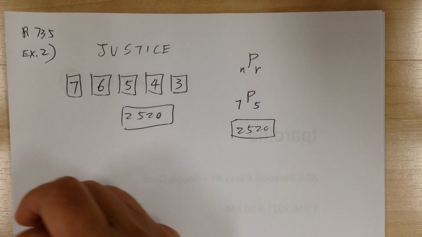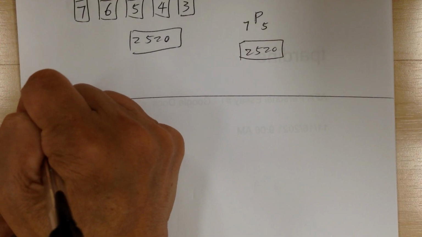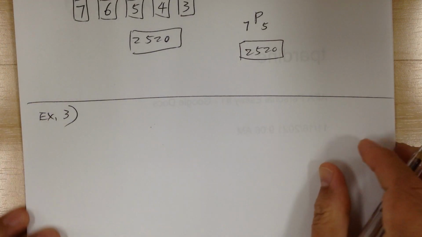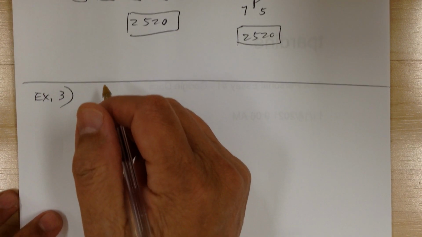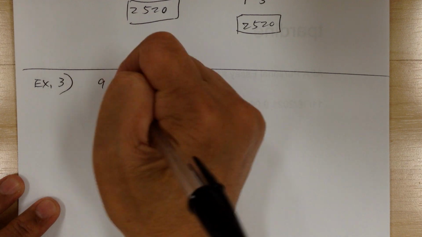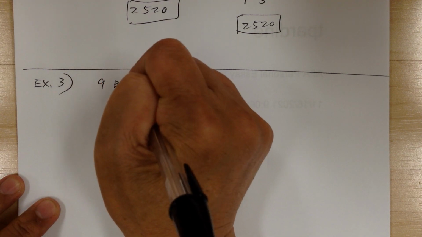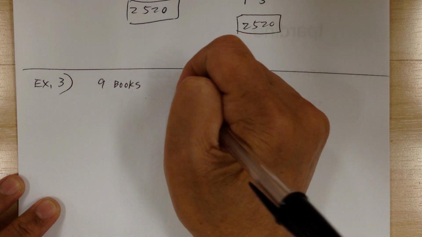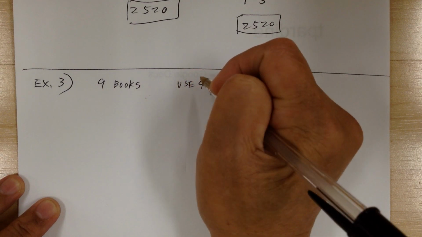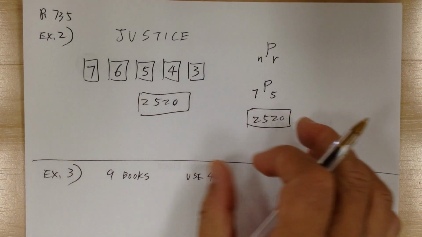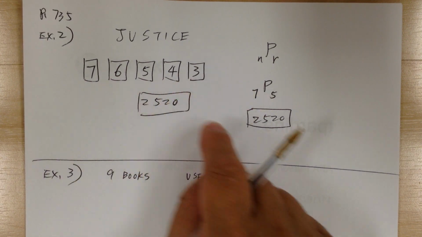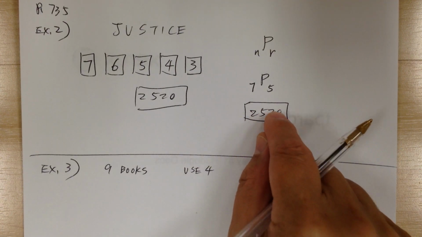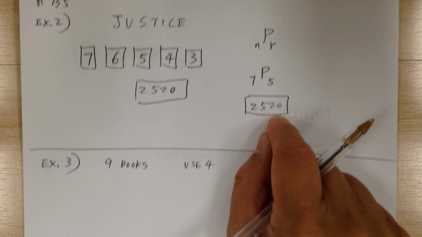Now let's go to example 3. Okay, so it says there are a set of 9 different books, and you're going to use 4. Now again, instead of doing the boxes, as the numbers get bigger and bigger, this is going to take more and more time. So now you see why you want to use this, because this will save you a lot of time.